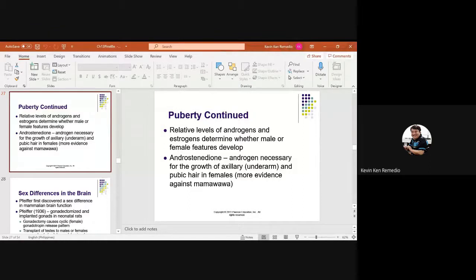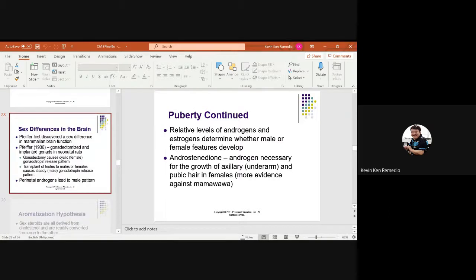Another hormone is androstenedione, no? Androstenedione is a hormone mediated by androgen release that is necessary for the growth of axillary or underarm hair in females. Okay, underarm hair in females, armpit.